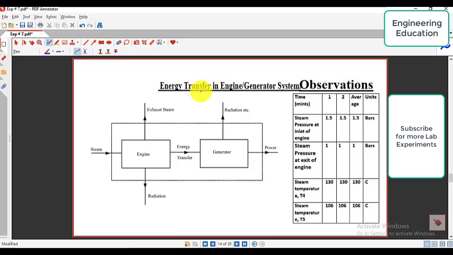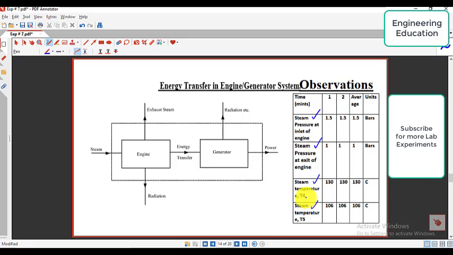During the experiment performance, students are advised to take the observations. As we are going to determine the energy transfer in the engine generator system, we need some readings. First is steam pressure at inlet of the engine. Second, steam pressure at exit of the engine. Steam temperature at inlet of the engine, and steam temperature at exit of the engine.